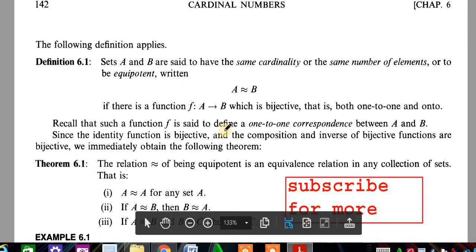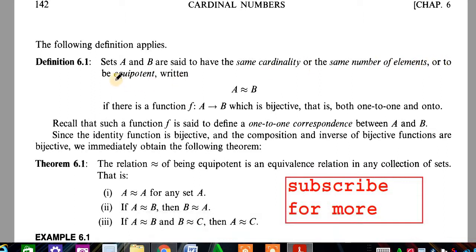What is cardinality? Sets A and B are said to have the same cardinality, or the same number of elements, or to be equipotent. Equipotent means same cardinality, written as A equipotent B, or we can say A equivalent to B, if there is a function f from A to B which is bijective, that is both one-to-one and onto. Recall that such a function f is said to define a one-to-one correspondence between A and B.